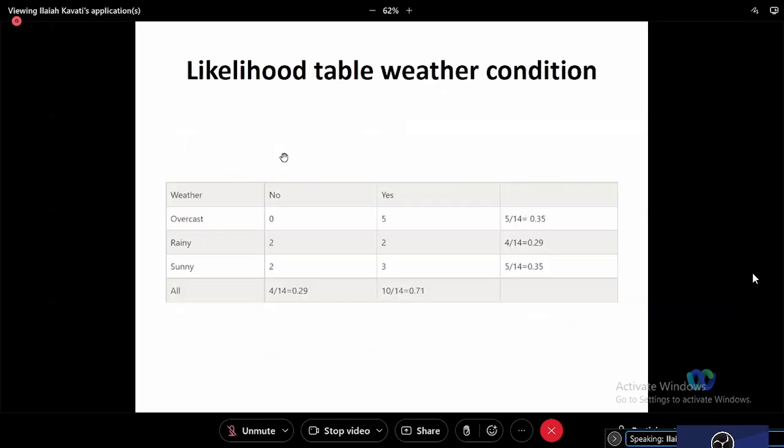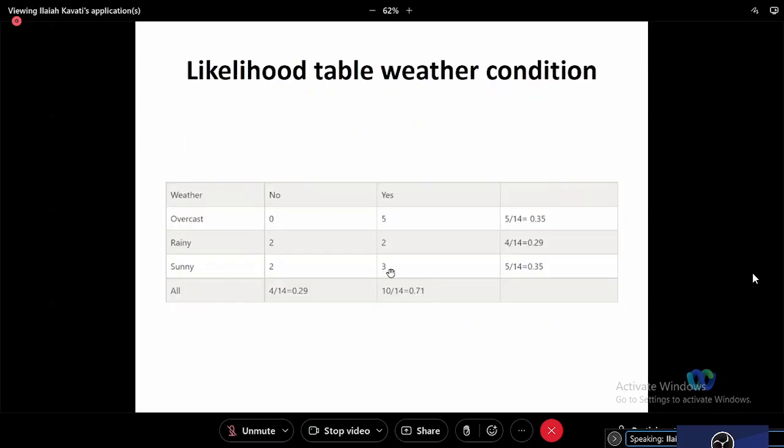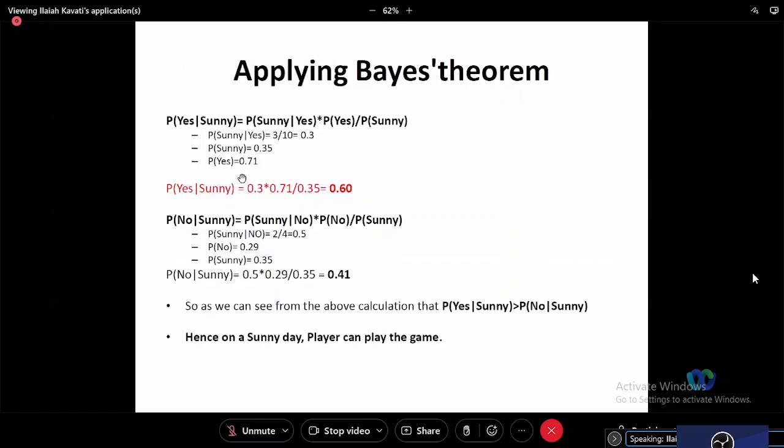Out of 14 days, 5 days sunny. So the likelihood value is 0.35, right? The probability of sunny is 0.35. And the probability of yes, out of 14, 10 days it is there. So 10 by 14, it is 0.71, right? So the probability of play possible if the day is sunny is 0.3 into 0.71 divided by 0.35. So play is possible with 60% probability if the day was sunny.